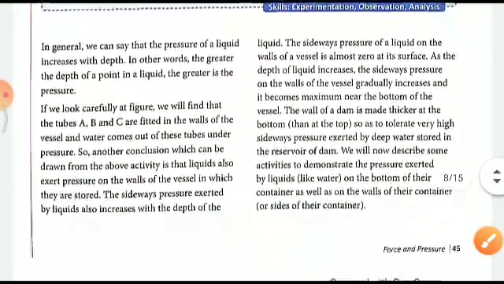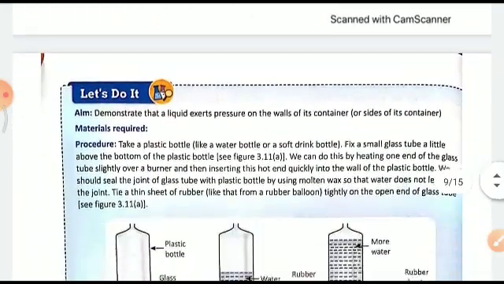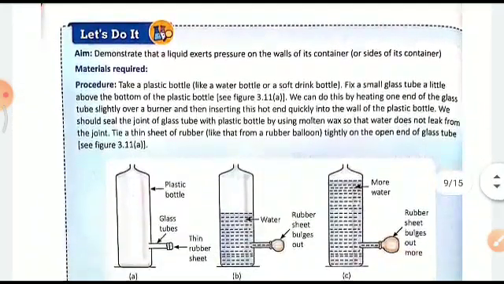In general, we can say that the pressure of a liquid increases with depth. In other words, the greater the depth of a point in a liquid, the greater will be the pressure, right? And this thing I've already discussed with you. Now let us go to another experiment. The aim is to demonstrate that a liquid exerts pressure on the wall of the container.